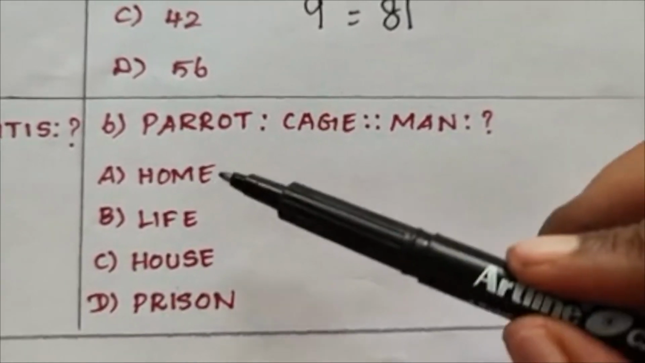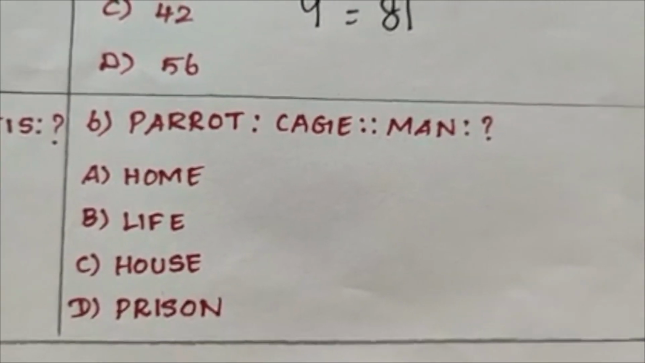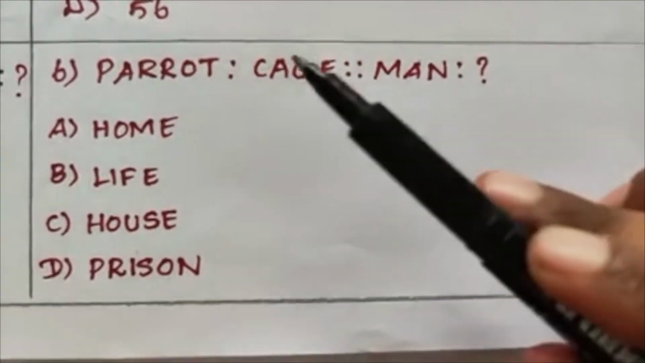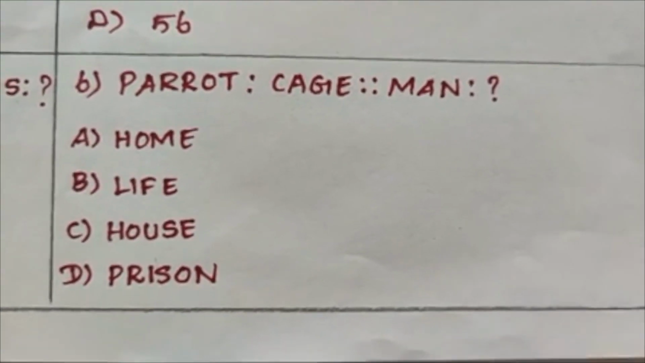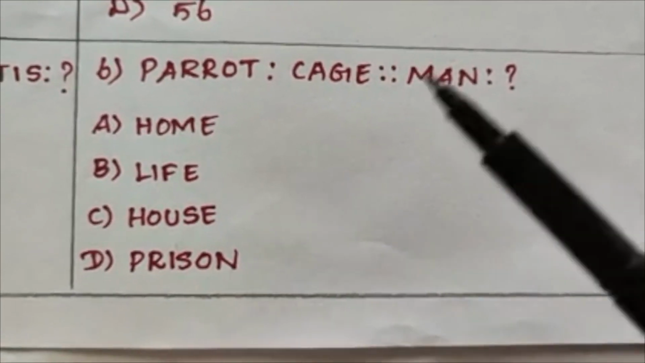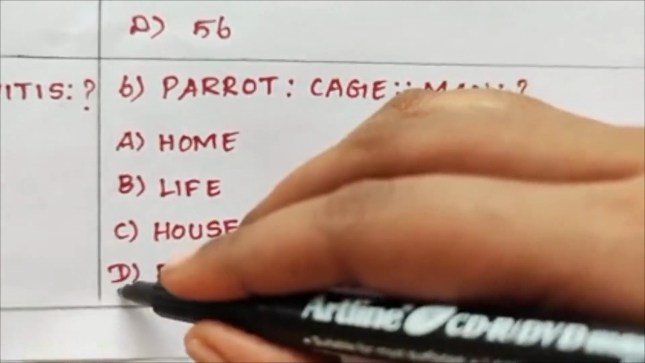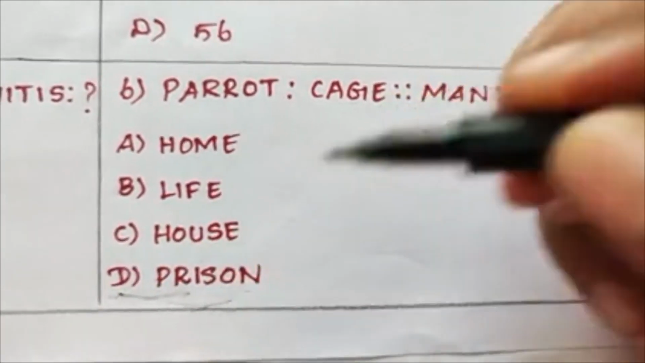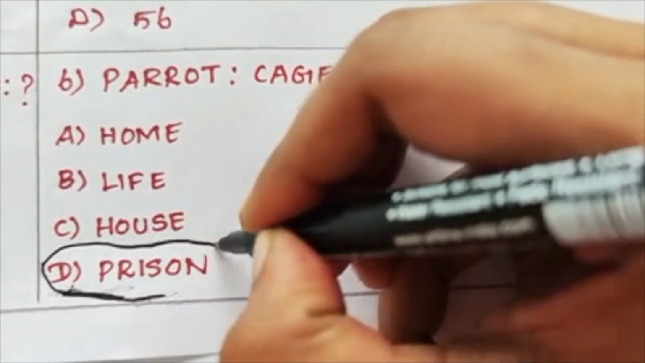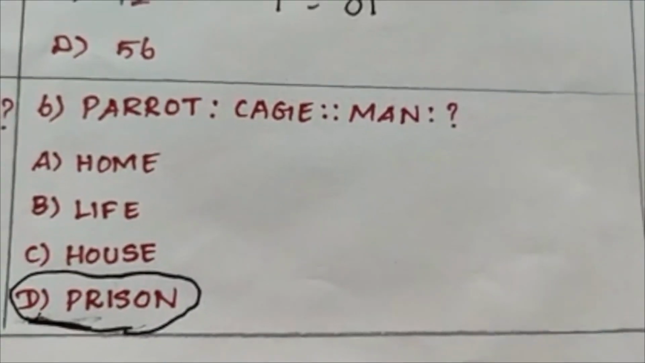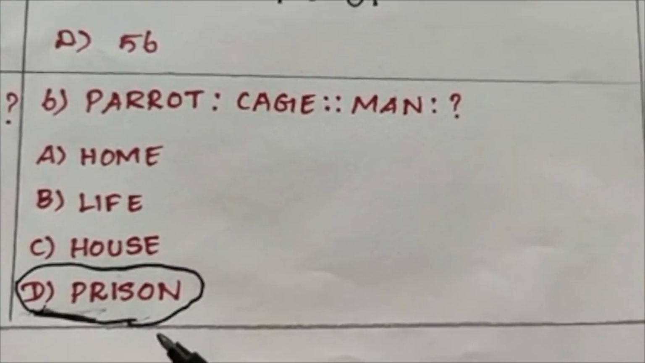So look at the options: home, life, house, prison. Here you should not choose home and house because a man is arrested and put in prison. So option D is the right answer. So clear? Parrot is related to cage; in the same way, man is related to prison.